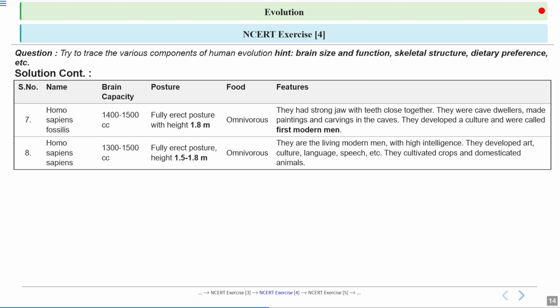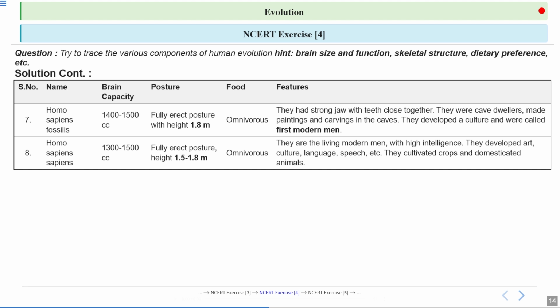Now the next one is Homo sapiens sapiens. Brain capacity 1300 to 1500 cc. So in the modern-day man, the brain capacity is a little bit less. They are also fully erect. Height is 1.5 to 1.8 meters. They are omnivorous. They are the living modern men with high intelligence. They are quite intellectual. They developed arts, culture, language, speech, etc. They cultivated crops and domesticated animals. Okay, this is clear.